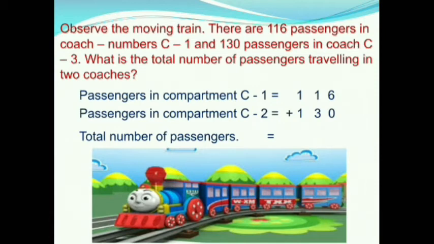First we should add the digits in the units place. The digits in the units place are 6 and 0. 6 plus 0 is equal to 6. Next we should add the digits in the tens place. The digits in the tens place are 1 and 3. 1 plus 3 is equal to 4. Write 4 in the tens place. Next we should add the digits in the hundreds place. The digits in the hundreds place are 1 and 1. 1 plus 1 is equal to 2. The total number of passengers is 246.